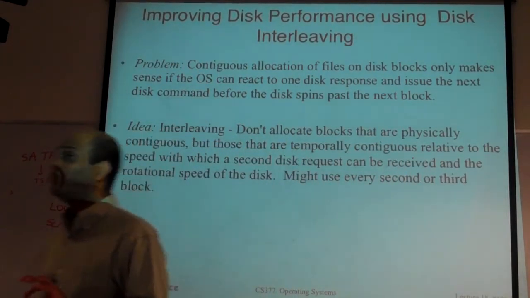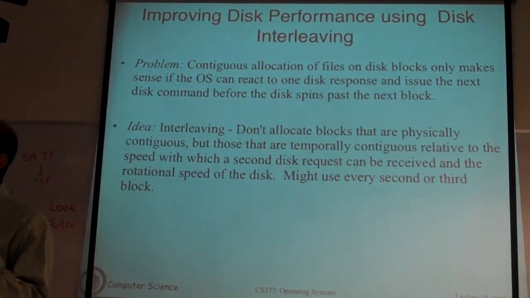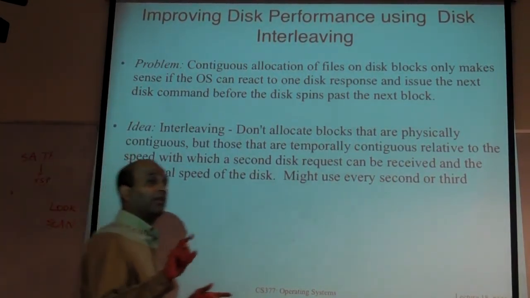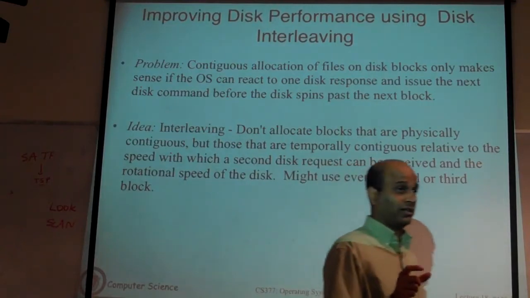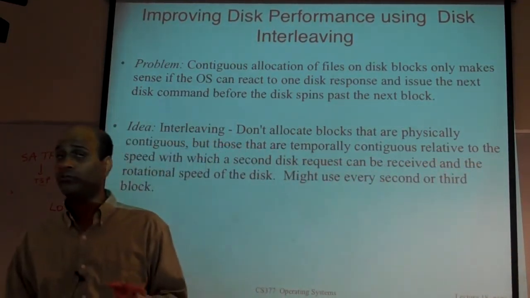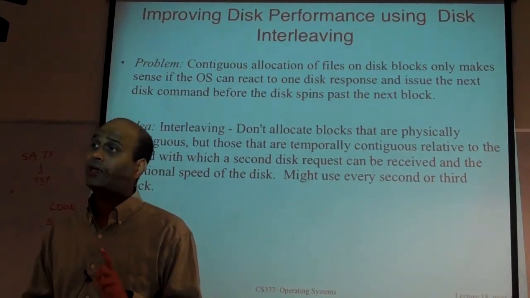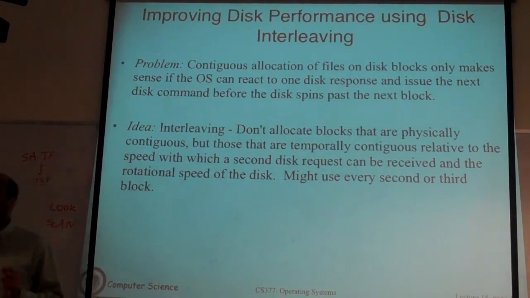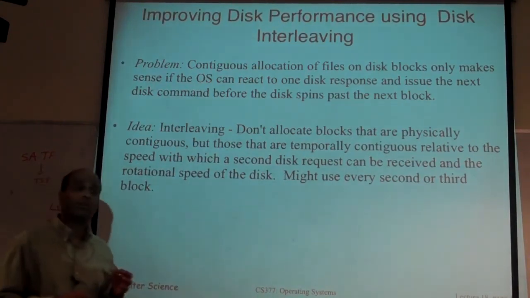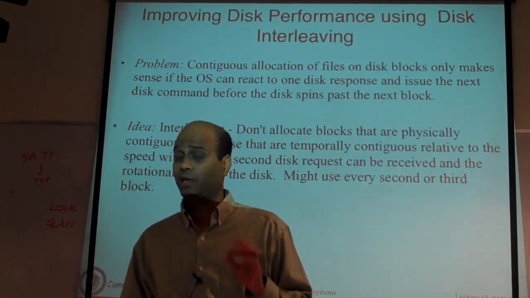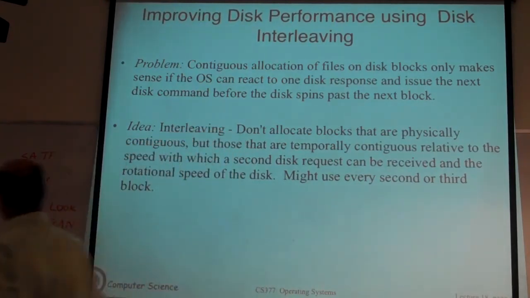Now it might seem that a contiguous allocation of blocks on sectors may be a good idea because there is no seek between successive sectors. The next sector starts where the previous sector left off. But what happens in practice is that's not as good a technique, simply because you need the OS to react faster than the rate at which the disk is spinning. Okay, let me explain what I mean by this.